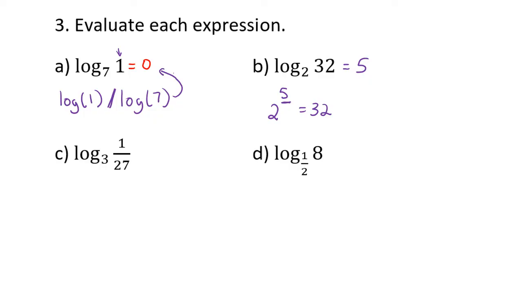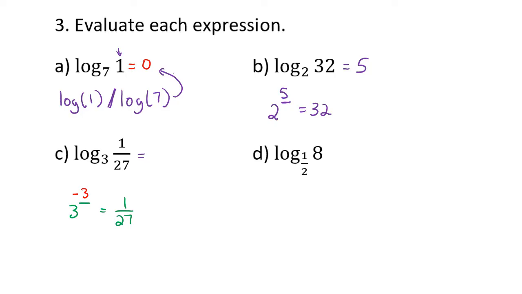For C, same idea. Don't let the fractions scare you. We have a base of 3 to some exponent that equals 1 over 27. Now, keep in mind that if you have a whole number for a base, but the result is a fraction, like 1 over 27, that's a big clue that the exponent needs to be negative to create that fraction. So I need to really figure out 3 to what exponent gives me 27.